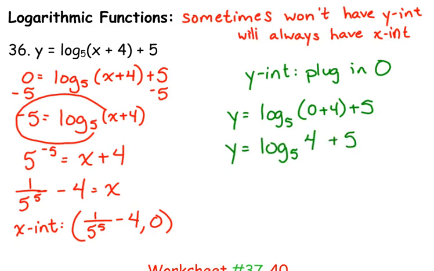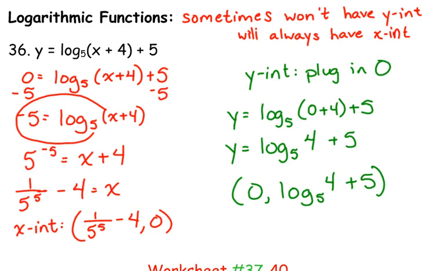We cannot simplify log base 5 of 4 neatly. That's not a whole number. It's not 0. It's not 1. It's not something nice and neat. So I'm just going to leave it in that form. I'm going to leave it in logarithmic form. Now, remember, again, you cannot change that 4. You can't add that 4 and the 5. The 5 is not inside the logarithm. It's separate from the logarithm, so you have to leave it like that. That is not log base 5 of 9.